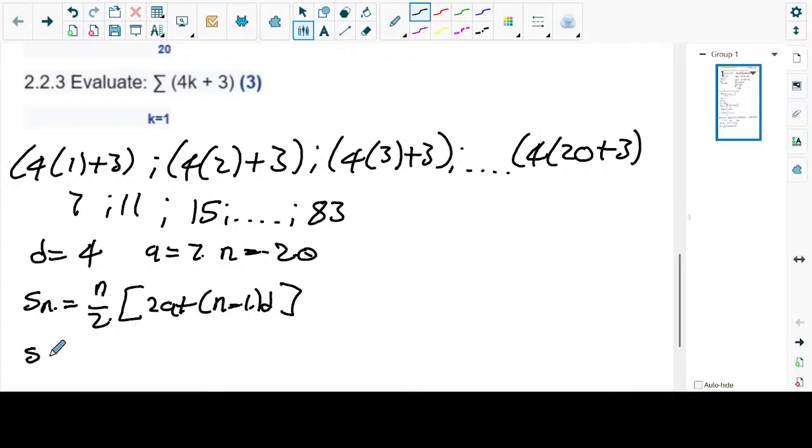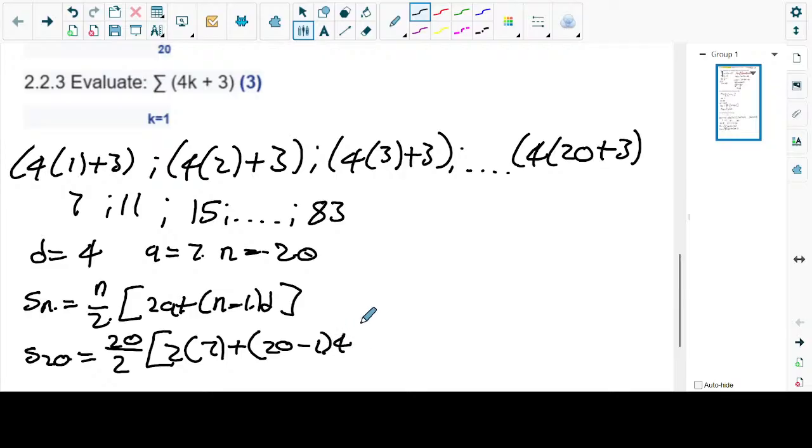We have S of 20. S of 20 is equivalent to 20 all over 2, open the bracket, 2 times our A, which is 7, plus N, which is 20, minus 1, close the bracket, and then our D is 4. Close the bracket.